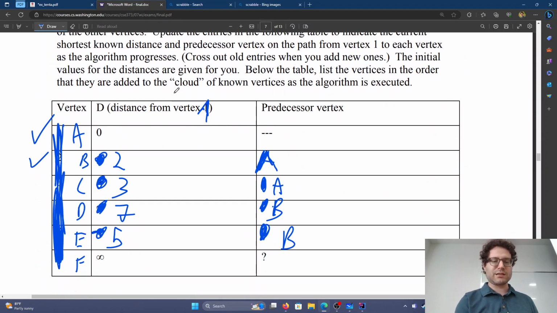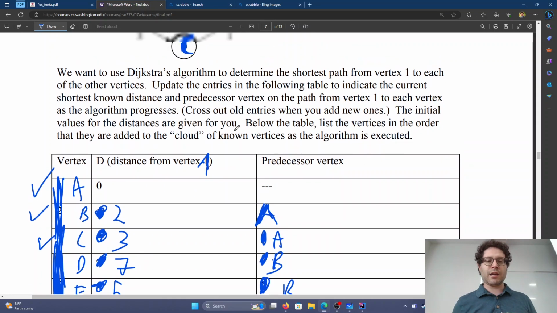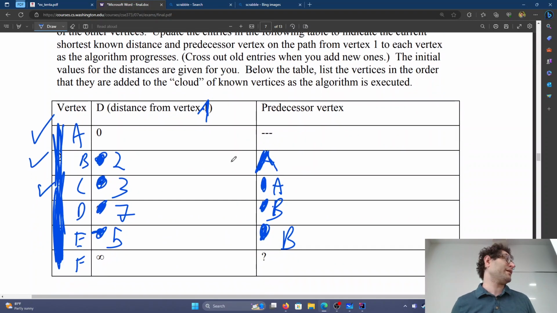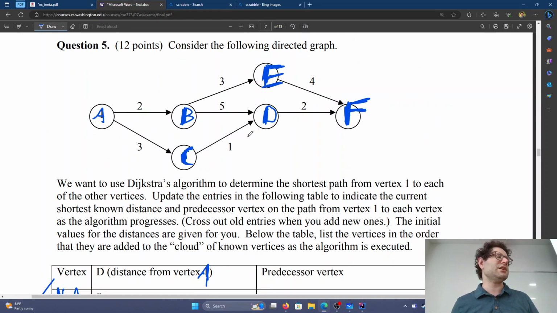Now we look at this. We've got 3, 7, 5, and infinity. 3 is the cheapest, so we're going to select that. So C has only one edge coming out of it, and that's to get to D, which we already know the cost of, but it's not one we've eliminated from our thoughts.